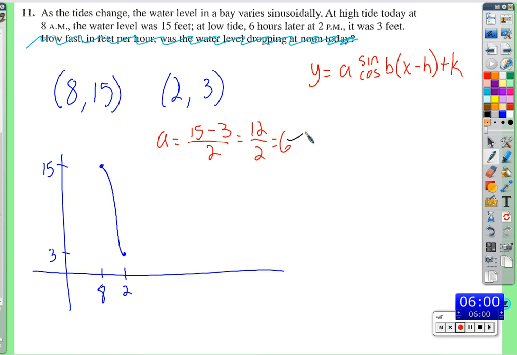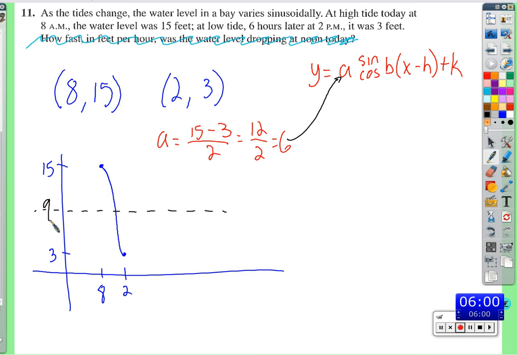So we got that. That's taken care of. And you figured out the amplitude. You could probably figure out the midline, right? That's pretty closely related. 9? 9, yeah. Well, if we know the amplitude is 6, from here to here is 3, and from here to the midline is 6. That must be 9.